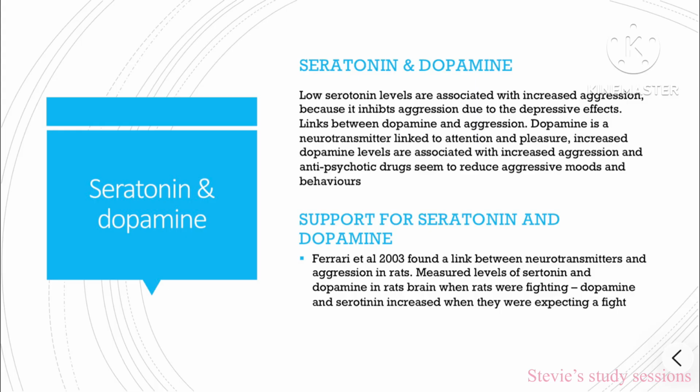Serotonin and dopamine. Low levels of serotonin are associated with increased aggression because serotonin inhibits aggression due to its depressive effect. There are links between dopamine and aggression as well.